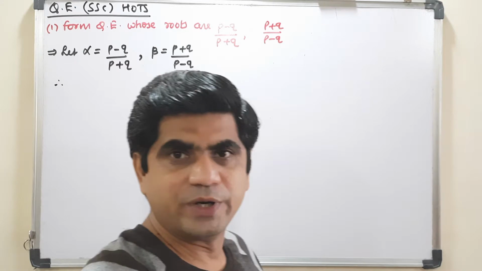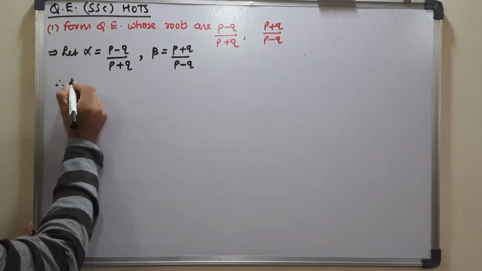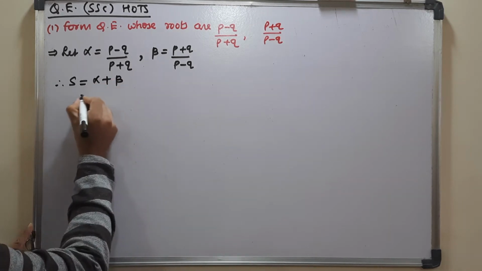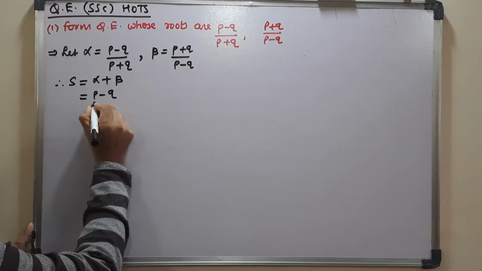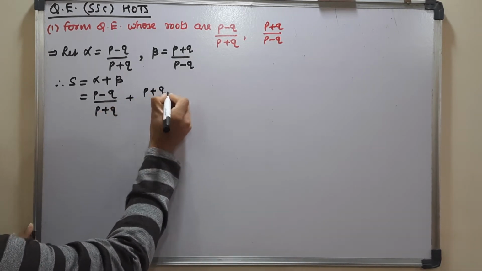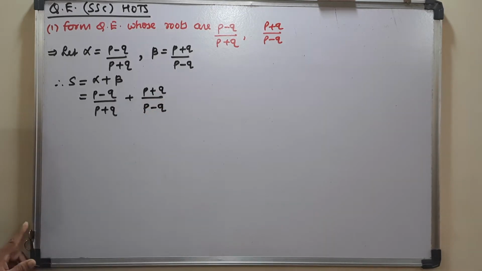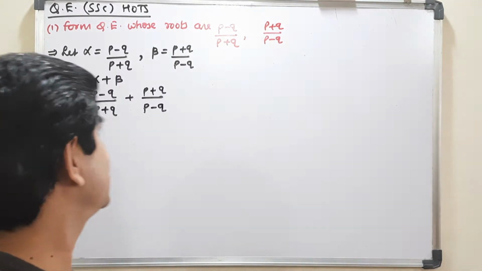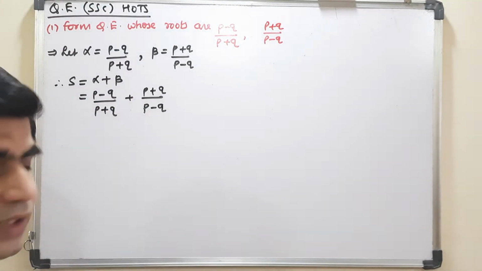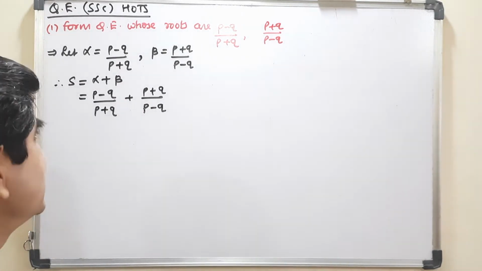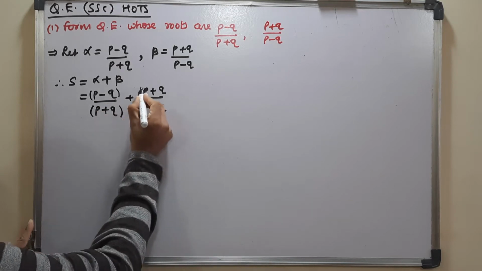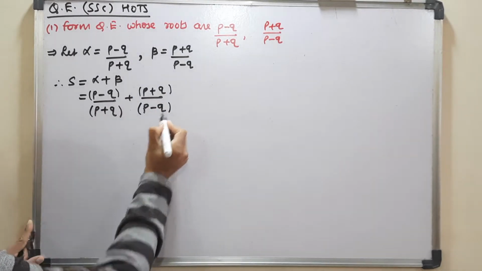a quadratic equation, you require the sum of roots. So the sum of roots will be alpha plus beta, that is nothing but p minus q upon p plus q plus p plus q upon p minus q. Now you see here, this is a binomial, even this is a binomial. This also is a binomial and this also is a binomial. So it is always advisable that you put brackets so that you don't make mistakes with the opening of the bracket or solving the bracket and the sign.